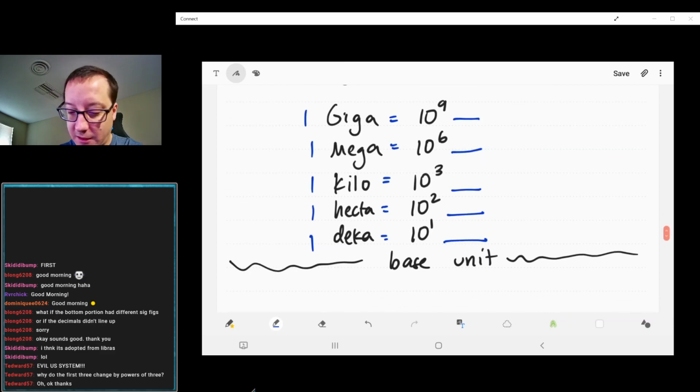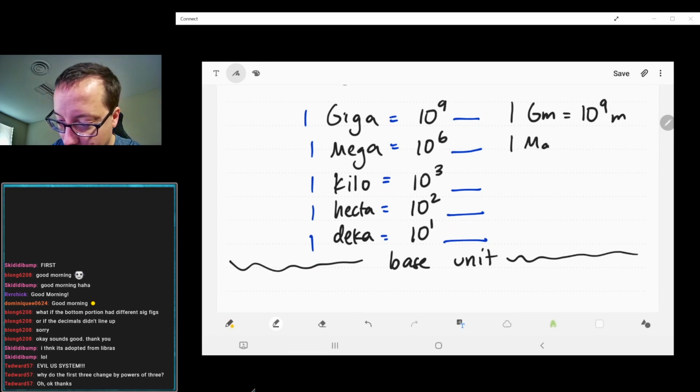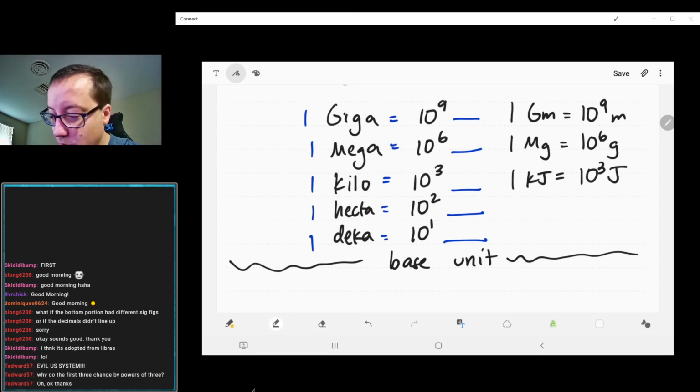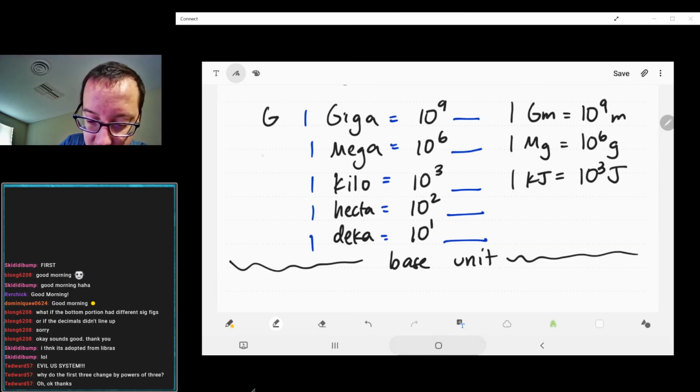Whatever this would be, it could be meters. We would see that, for example, 1 gigameter is 10 to the 9th meters. Or 1 megagram equals 10 to the 6th grams. Or 1 kilojoule is 10 to the 3rd joules. That's where these come from. Let me put the abbreviations here. Capital G, capital M, K, H, and DK.